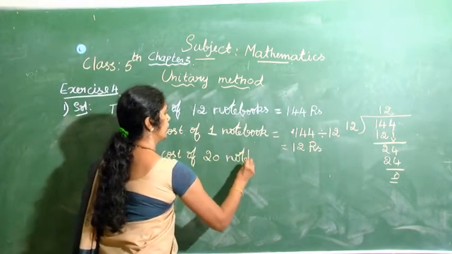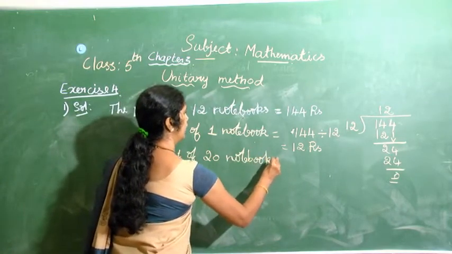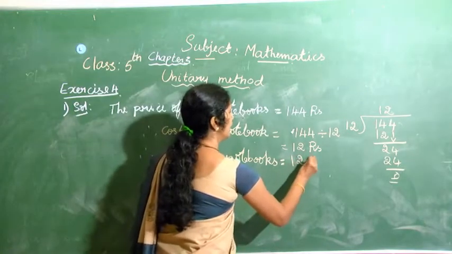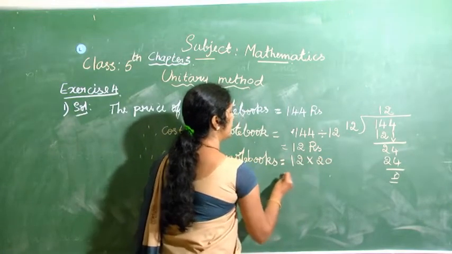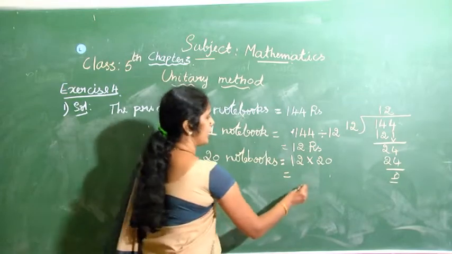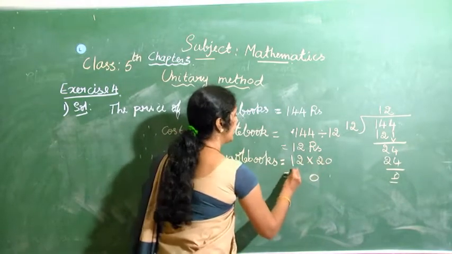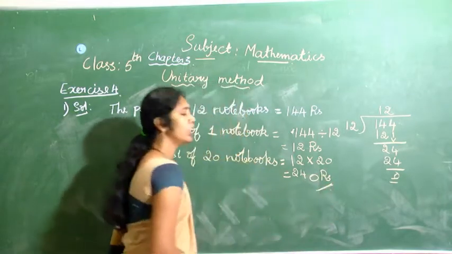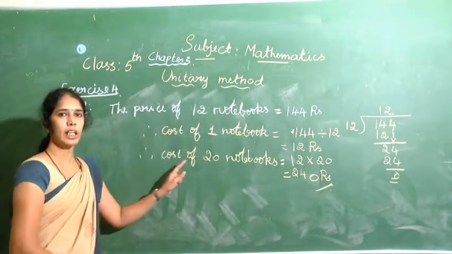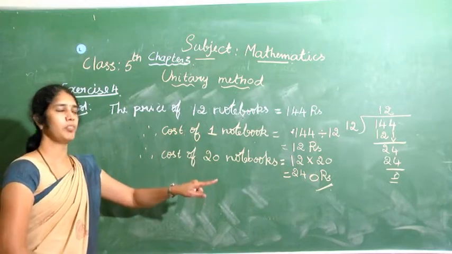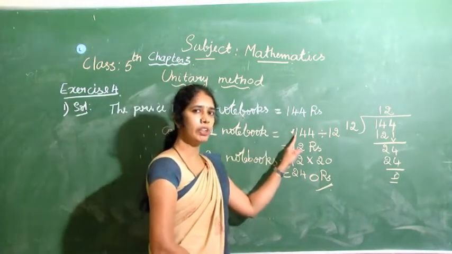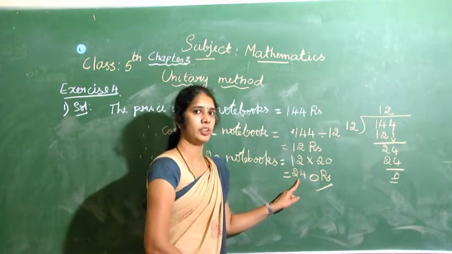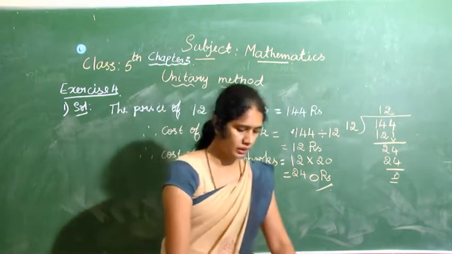The cost of 20 notebooks is equal to 12 multiplied by 20. 12 zeros are 0, 12 twos are 24. So the cost of 20 notebooks is 240 rupees. First I have done division, then I have done multiplication. We will move to the next sum.